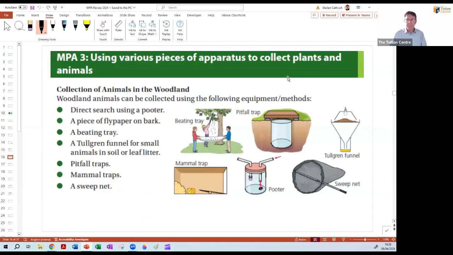If you're collecting animals to identify them, you use your key. Then this is all the ways. They asked about the Tullgren funnel last year. People were freaked out. Loads of people had never seen a Tullgren funnel in their life.